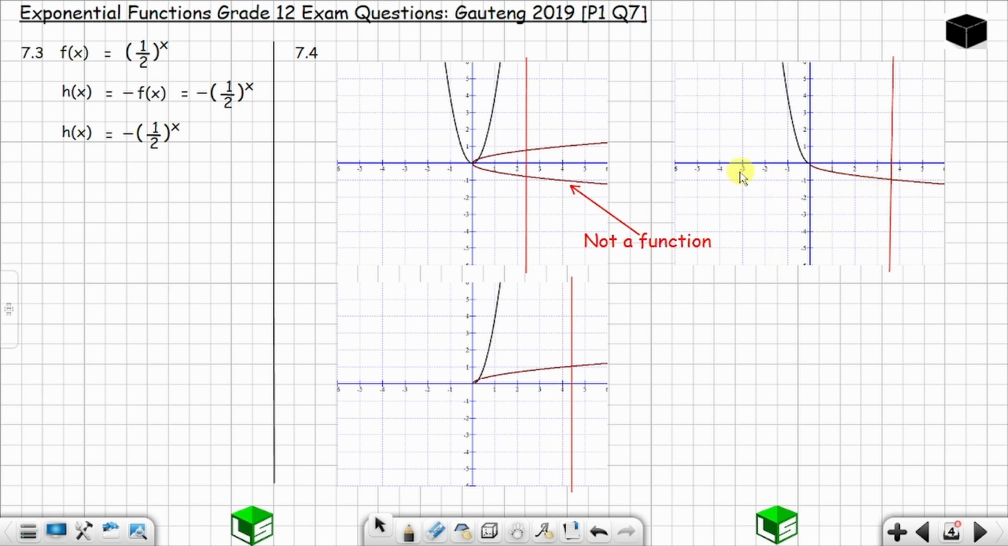So for now, let's say the answer is, if you restrict from negative infinity to 0, this is x less than or equal to 0, you have all this, you are going to get a function. Or in this case, if you restrict it as x greater than or equal to 0, right? X greater than or equal to 0.